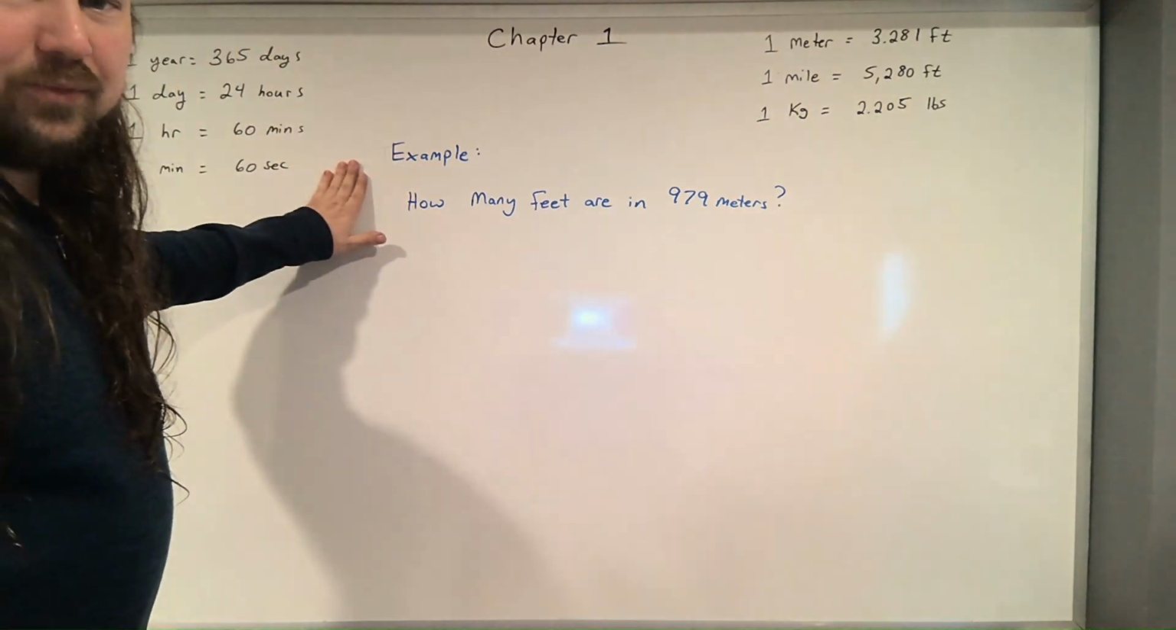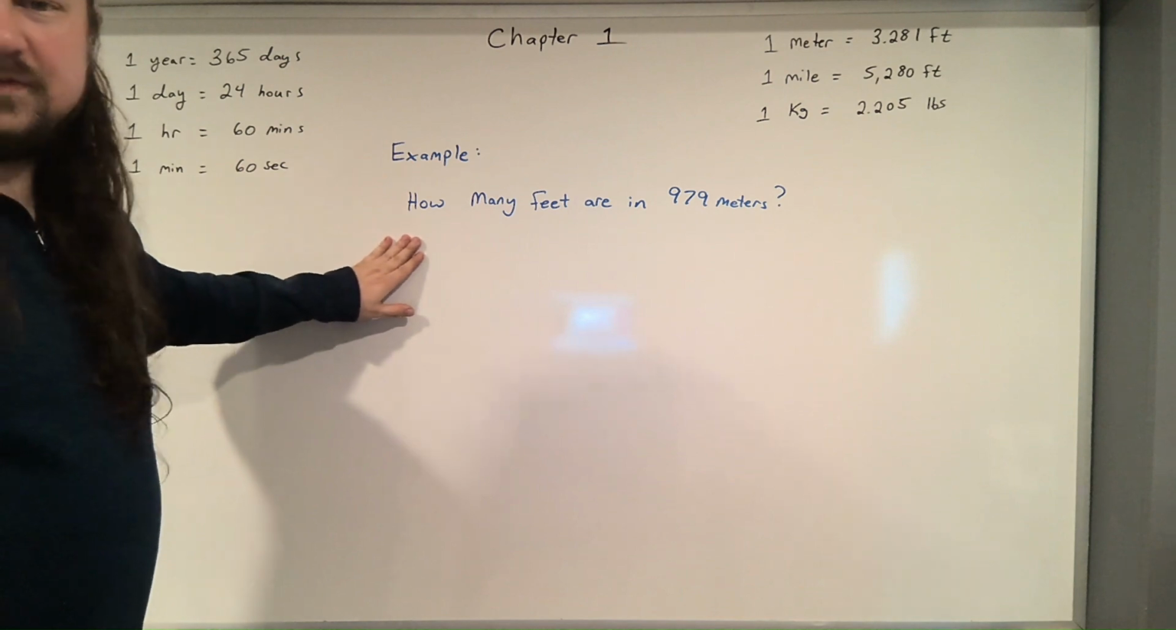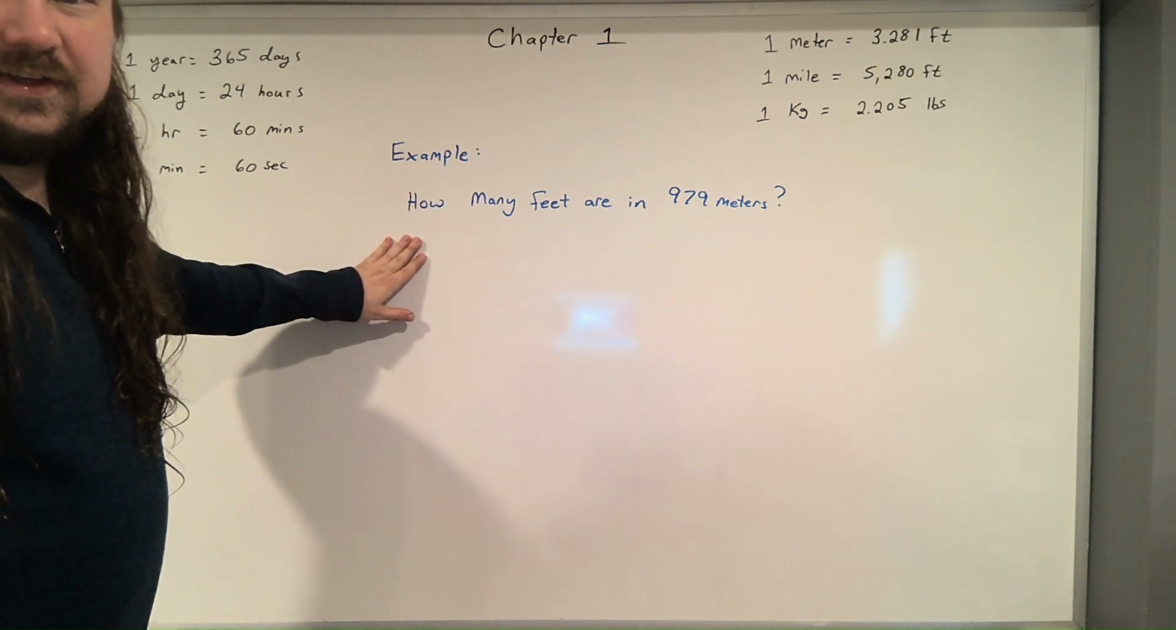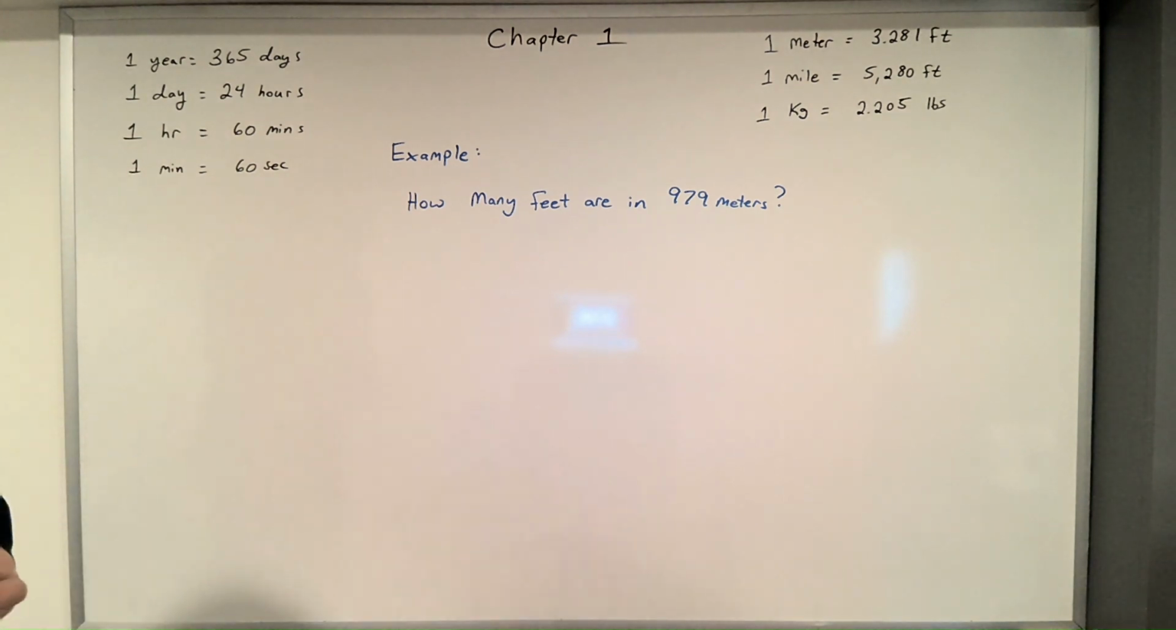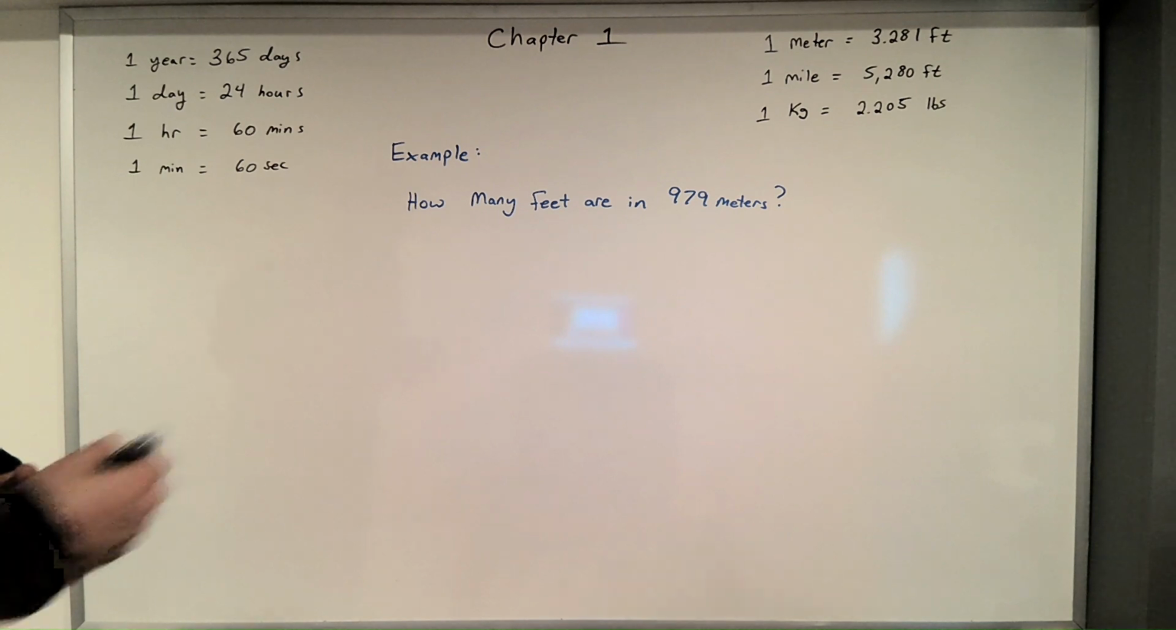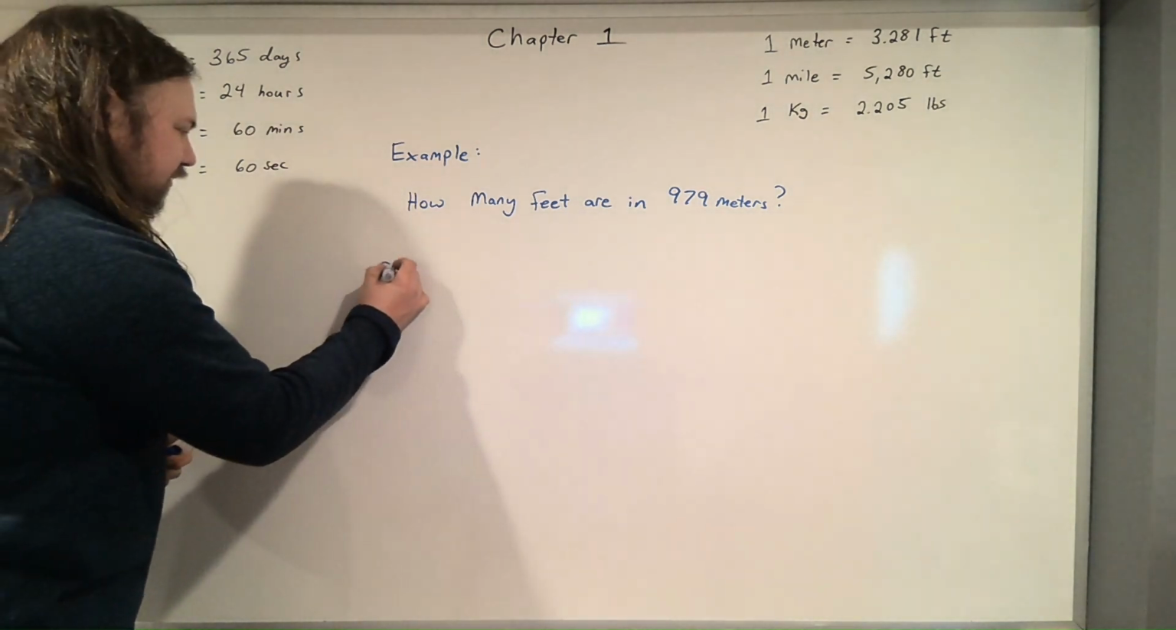So our first example reads, how many feet are in 979 meters? Okay. So we always want to start off with the things that we know. Here we are given a number in meters, so that is, of course, where I want to start.